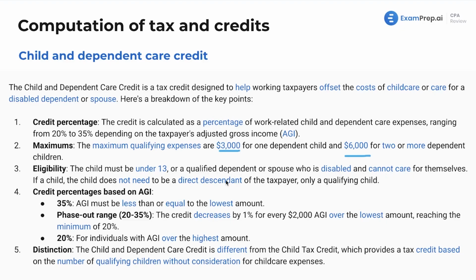Disabled and cannot care for themselves. If it's a child, the child does not need to be a direct descendant of the taxpayer, only a qualifying child. To which we say, if you don't know what that means, go all the way back to our filing status lesson. Make sure you understand what a qualifying child is.